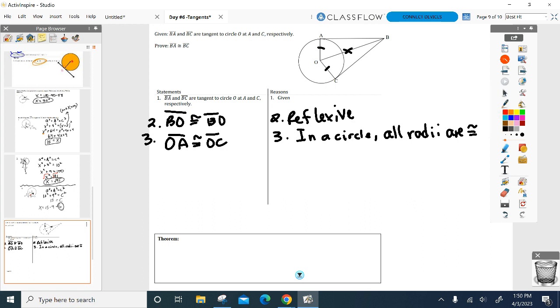I got 2 pairs of sides, and I know it's not going to be the 3rd pair of sides because I'm trying to prove that. So get off AB congruent to BC. That's not happening because that's what I'm proving. So it's got to be an angle somewhere. There's got to be an angle that exists somewhere that's congruent. Where is it?